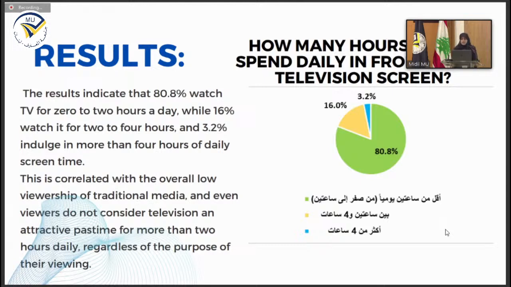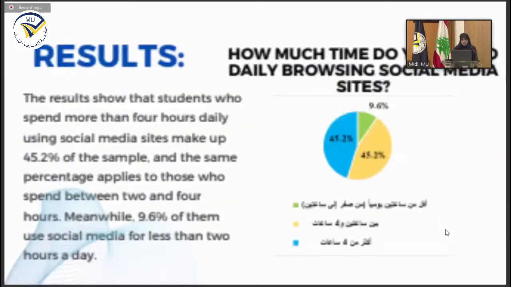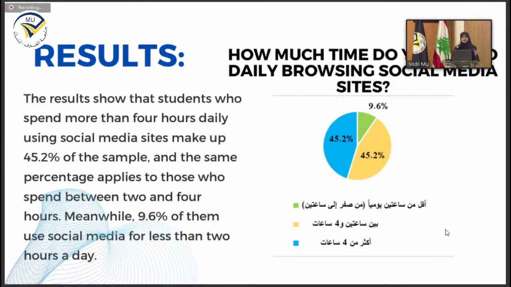This is correlated, of course, with the overall low viewership of the traditional media, and even viewers who watch TV don't consider it an attractive pastime for them, regardless of the aim. Now moving to the comparison, how much time do you spend daily browsing social media sites? And here we'll find astonishingly different numbers.